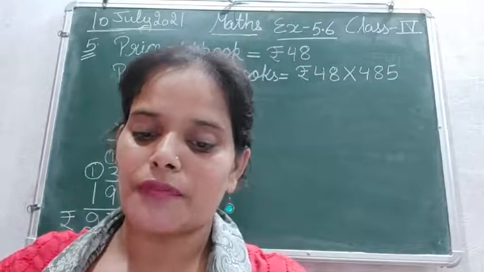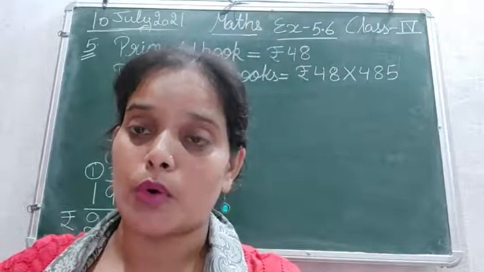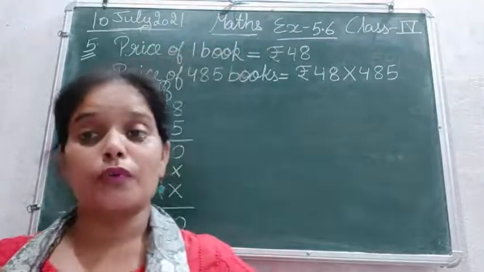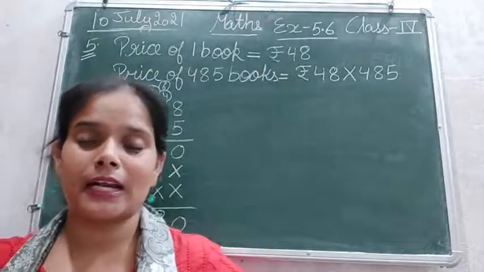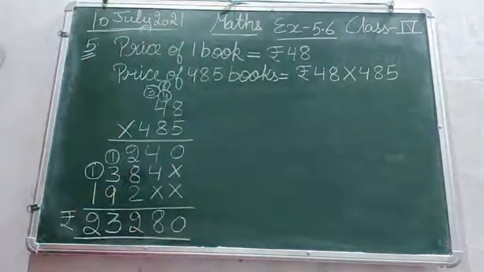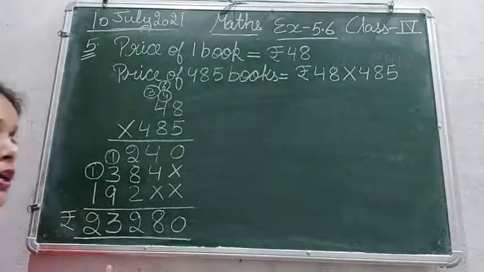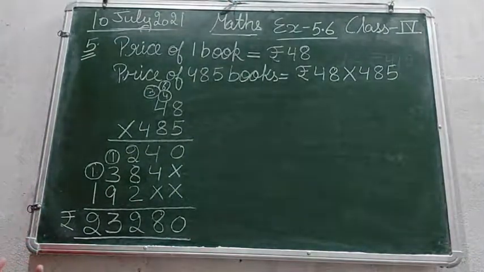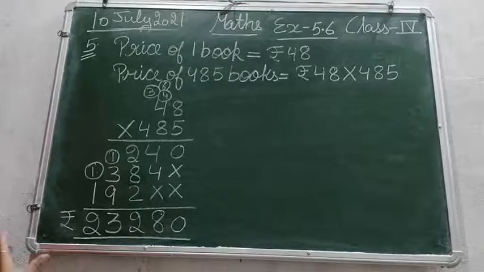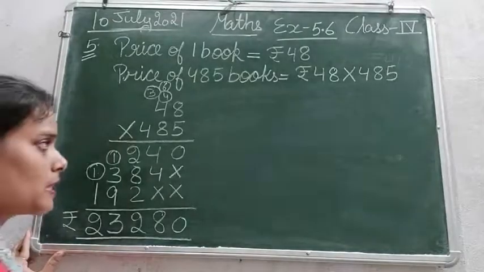Find the price of such 485 books. तो 485 books का प्राइस हमें निकालना है. So that we have already calculated here. That is 23,280. So now we are going to write the solution sentence.